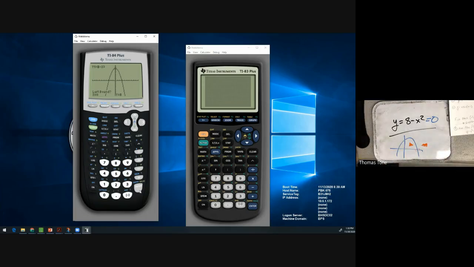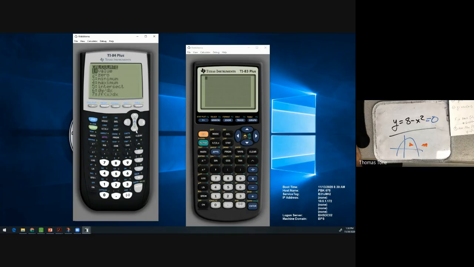There's actually 2 zeros here. So let's find the one on the right first. So I'm going to scroll over with my arrow key, and I hit enter. My left bound. See the arrow right there? Okay, now I'm going to scroll over again for the right bound. See the 2 arrows? The 0 is going to be in between them. It says guess, hit enter. Yes, there you go, 2.8284. Okay, go ahead and try to find the other 0.